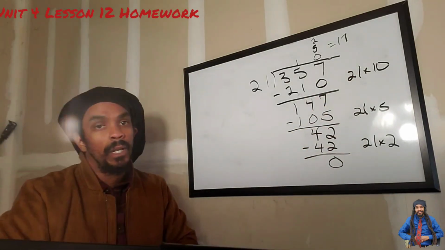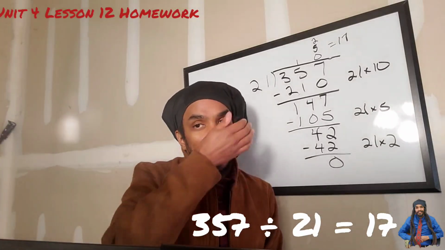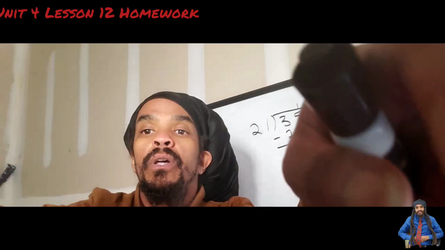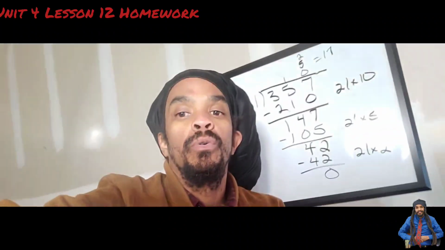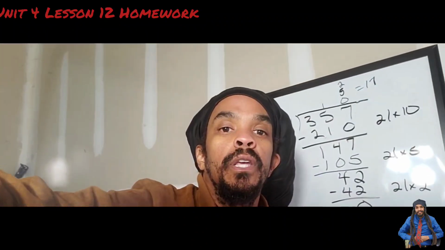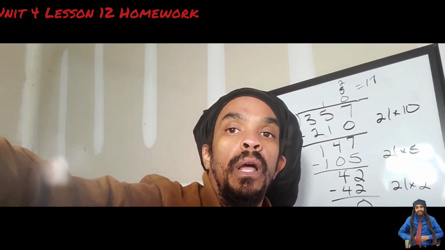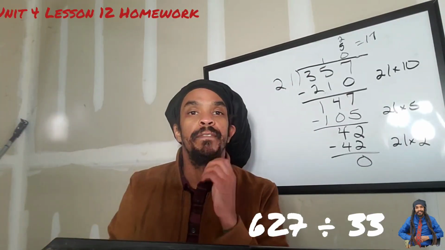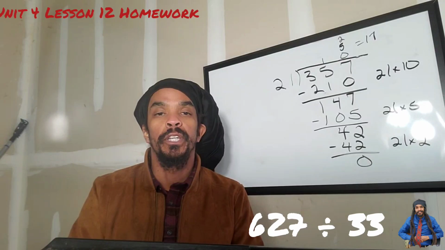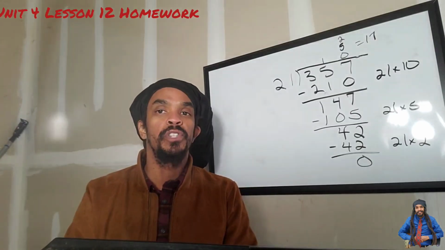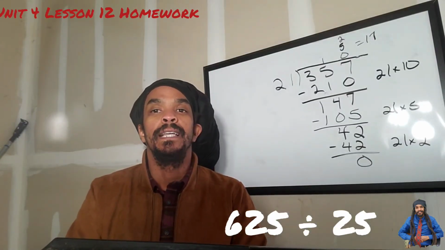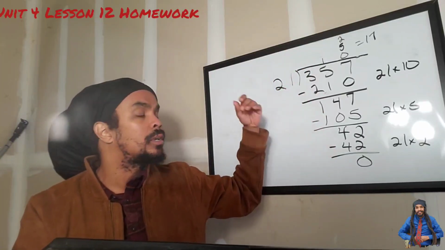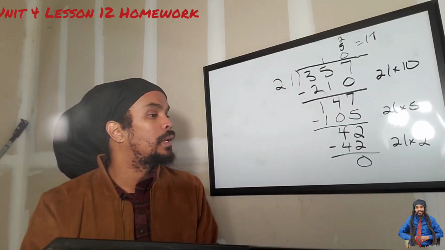All right, but this is what I want to see. You are going to do 2 more problems, and those problems are 627 divided by 33, and then you're going to do 625 divided by 25. And you'll use the same type of structure and same type of procedures with doing that. All right?